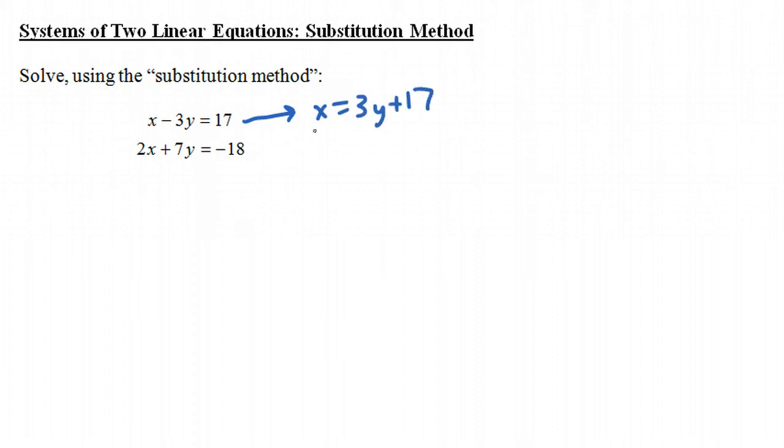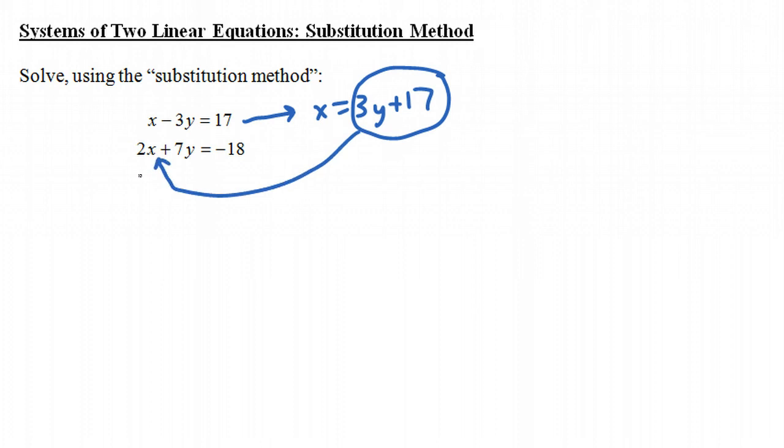Now we're going to take this 3y plus 17 that x is equal to, and we're going to plug it in for x in the second equation. So what we get is 2 times x, but x is 3y plus 17, plus 7y is equal to negative 18. Now notice we have just one equation with one variable, y, and we can solve it for y.